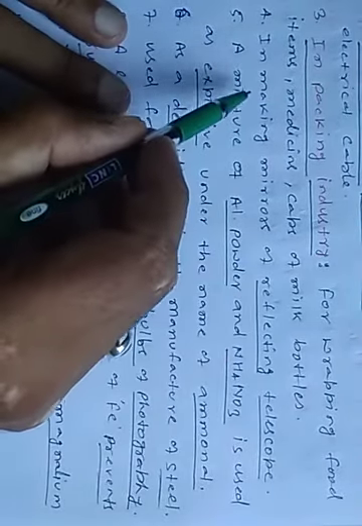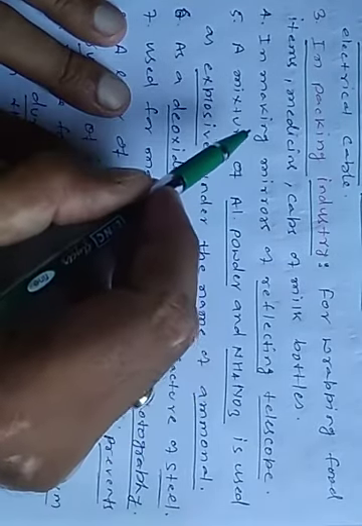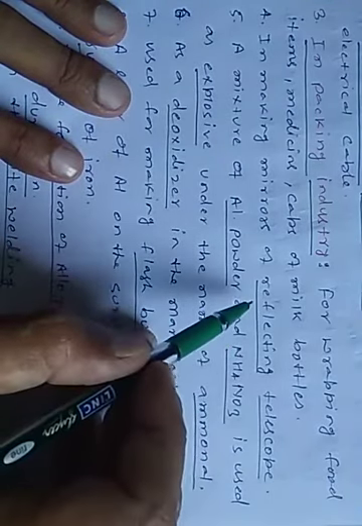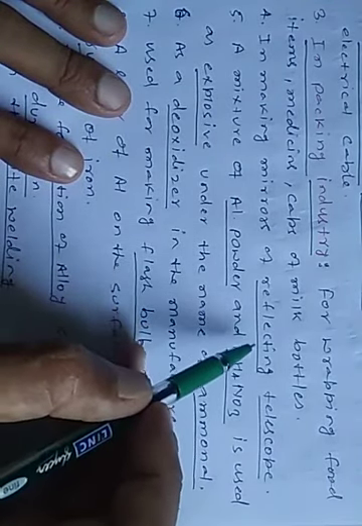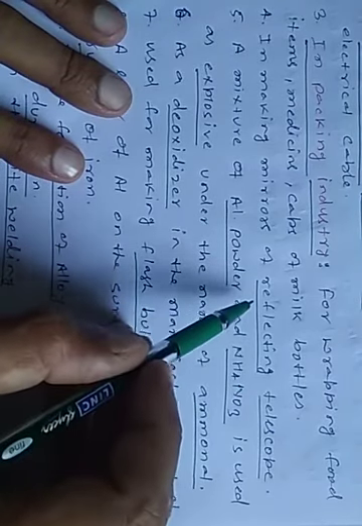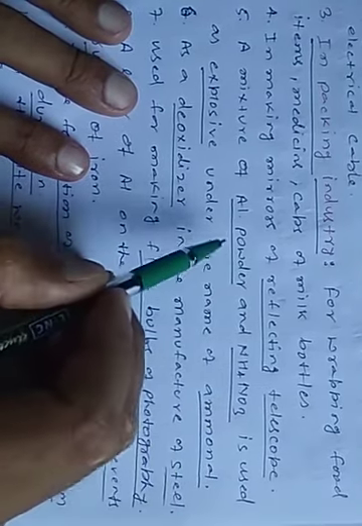Now the fourth use of aluminium is that it is used in making mirrors of reflecting telescopes. Aluminium is a good reflector of light, so it is used for making the mirror of a reflecting telescope.